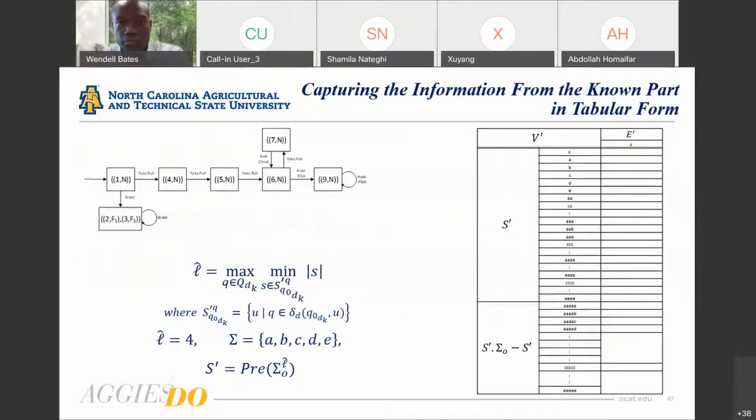And so first we use L hat, which is the minimum length of the events it takes to cover all states in the diagnoser. And so for this particular diagnoser that's been built, the length is 4, and then we begin to fill the table.